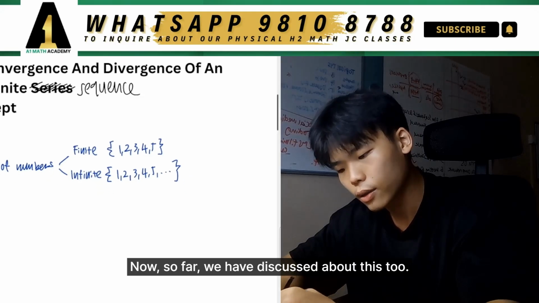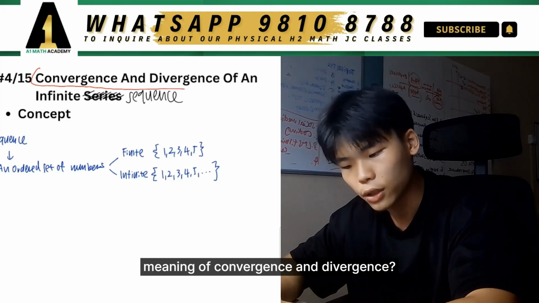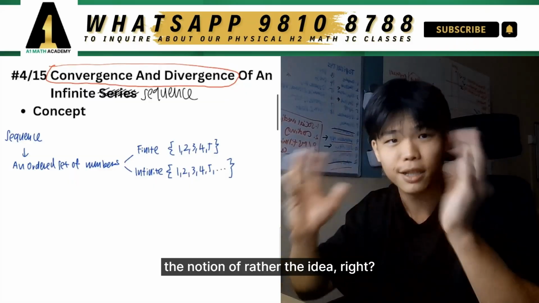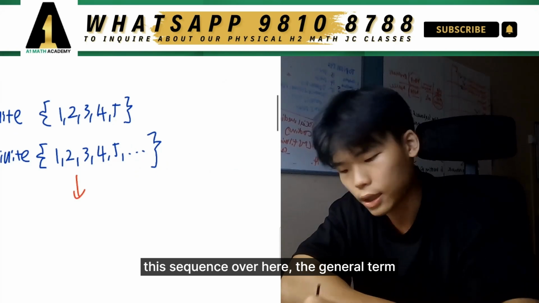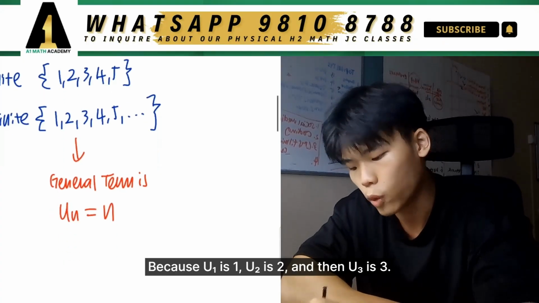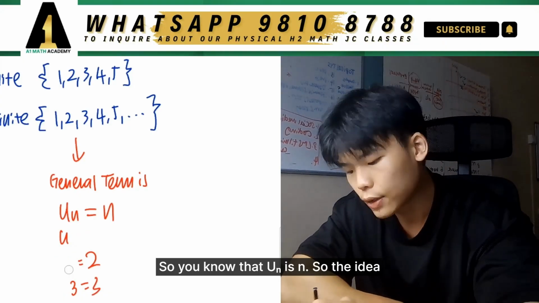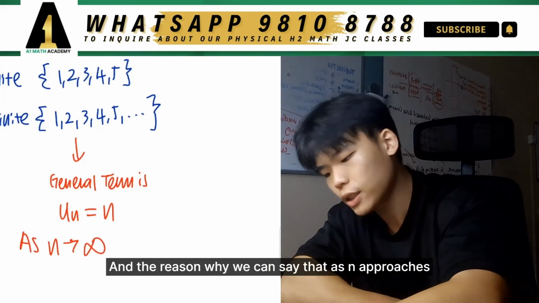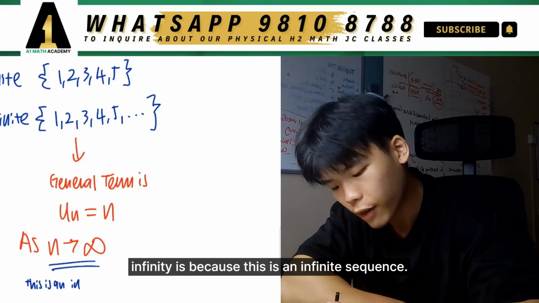Now, so far, we have discussed this too. The first thing is, what exactly is the meaning of convergence and divergence? These two concepts come from the big picture idea about the general term of the sequence. For the sequence over here, the general term is un equals n, because u1 is 1, u2 is 2, and u3 is 3. So the idea behind it is as n approaches infinity, and the reason why we can say that is because this is an infinite sequence.